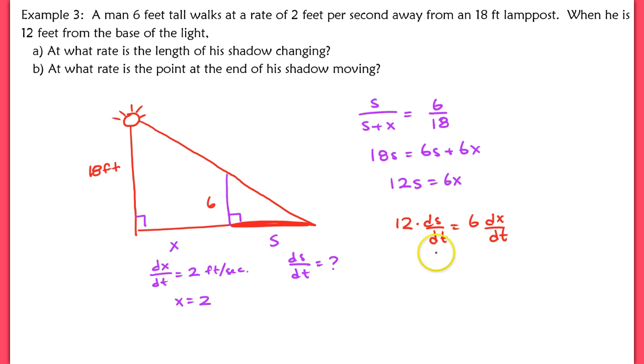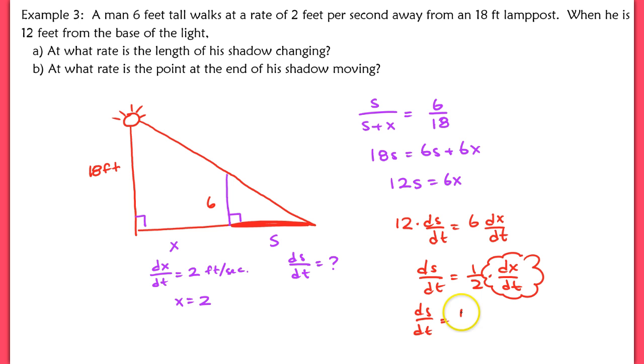So let's go ahead and isolate ds/dt, because that's after all what we're trying to find. So ds/dt is going to equal 6 divided by 12, which gives me 1/2 times dx/dt. If we want to evaluate ds/dt, all we have to do is plug in dx/dt, which we already know. So ds/dt is equal to 1/2 times 2 feet per second. Okay, so we end up with 1 foot per second, and that's the rate of change for the length of his shadow.